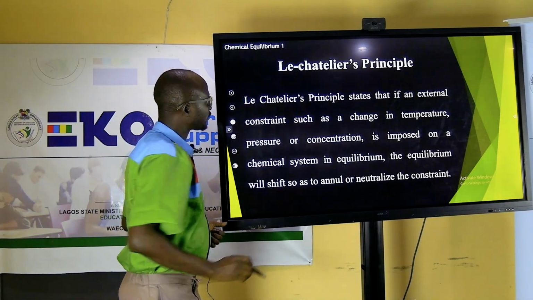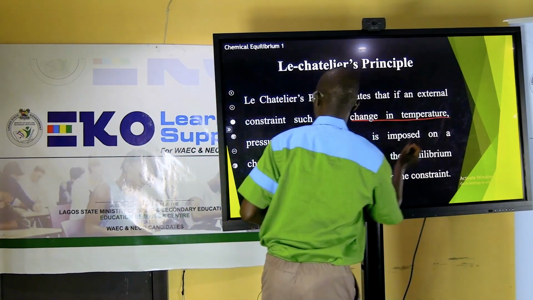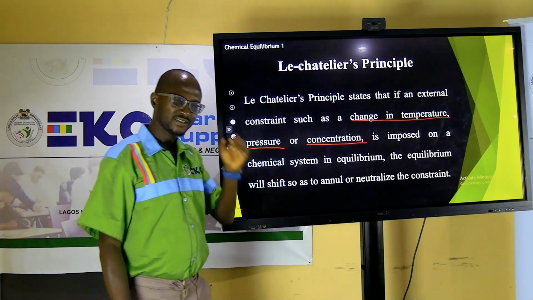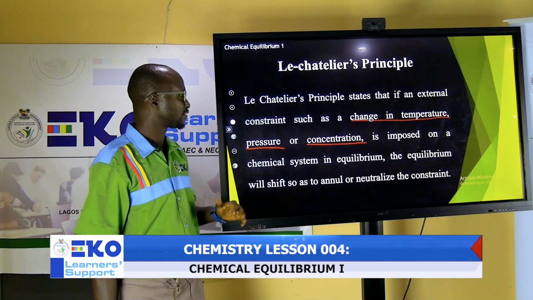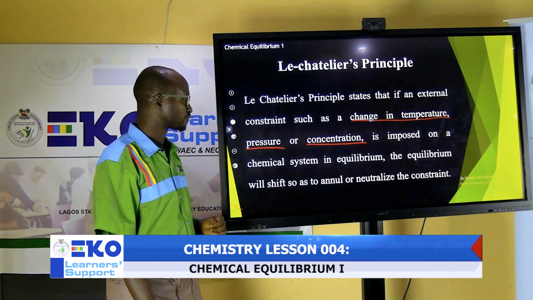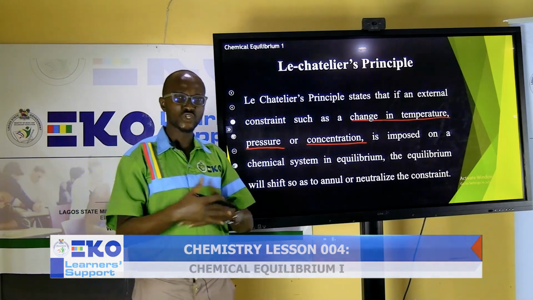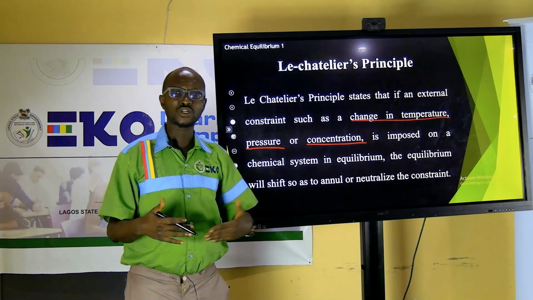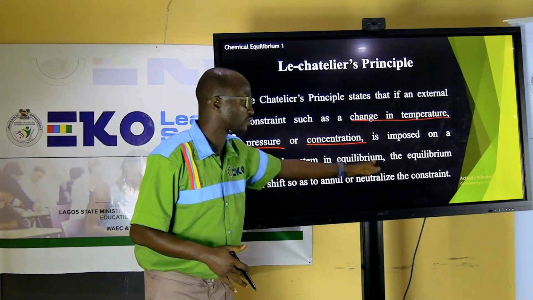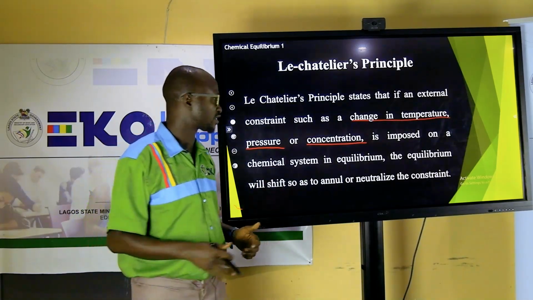The important thing to take note of here is our change in temperature, our change in pressure, and our change in what? Concentration. These three are the fundamental factors we need to consider when talking about chemical equilibrium. So when there is a change in any of these three, the system will adjust itself in order to accommodate that change, in order to what? Neutralize the what? The constraint. That's what Le Chatelier is telling us. And that will be the basis of what we are going to be working out through this class.